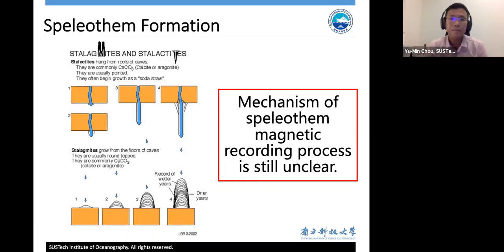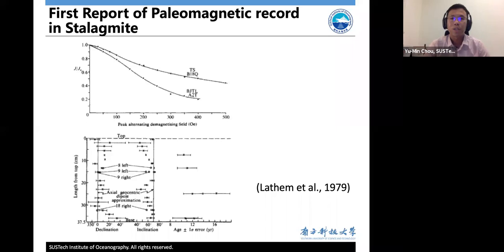And the first report of a paleomagnetic curve in speleothem was by Latham in 1979 and 1980. So it's quite a long time ago, about 40 years ago. And in the 1980s, there were several studies that used stalagmite to get paleomagnetic records. However, after the 1990s, I think nobody did paleomagnetic research on speleothem again, because the sensitivity of the magnetometers and the dating technique were still under development. So at this stage, it was difficult to make any advance in paleomagnetism study of speleothem.